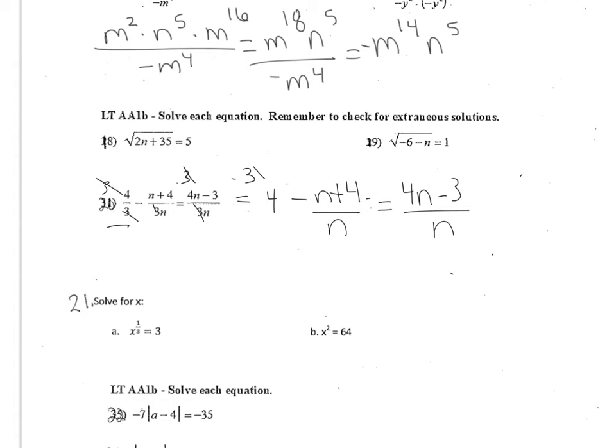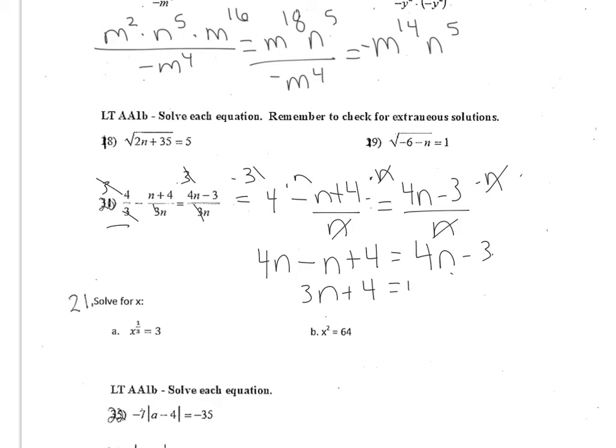So now I'm going to multiply everything by n. These cancel, these, and that stays there. So I get 4n minus n plus 4 equals 4n minus 3. I'm going to combine like terms, so it's 3n plus 4 equals 4n minus 3. Add 3 to both sides, subtract 3n, and n is 7.